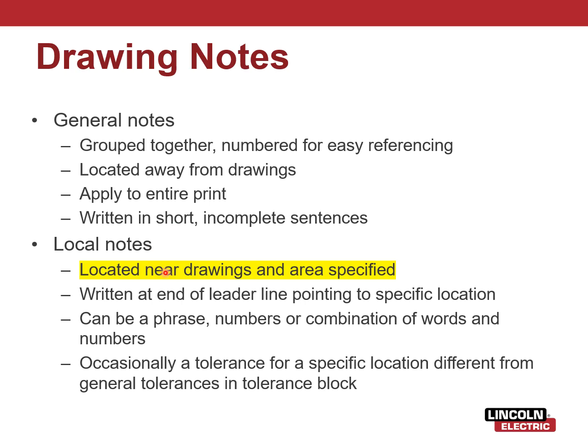These are located near the drawing and the areas specified. All right, so it'll make sense when we see the picture in the next slide here. These are written at the end of a leader line pointing to a specific location. It can be a phrase, numbers, or combination of words and numbers, and occasionally a tolerance for a specific location that's different from the general tolerances in the tolerance block.